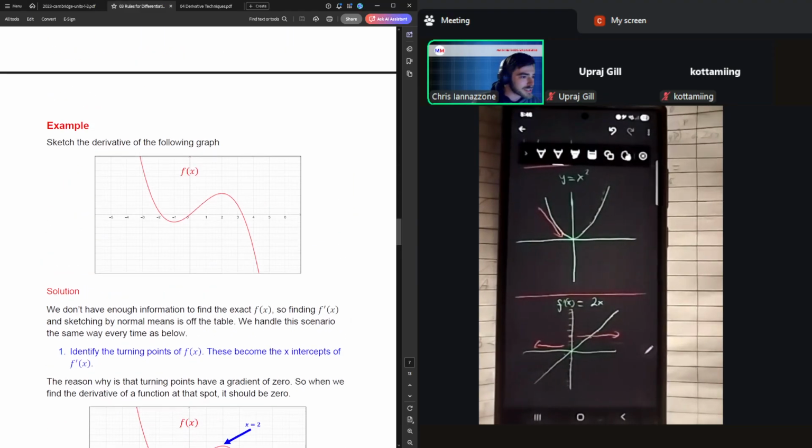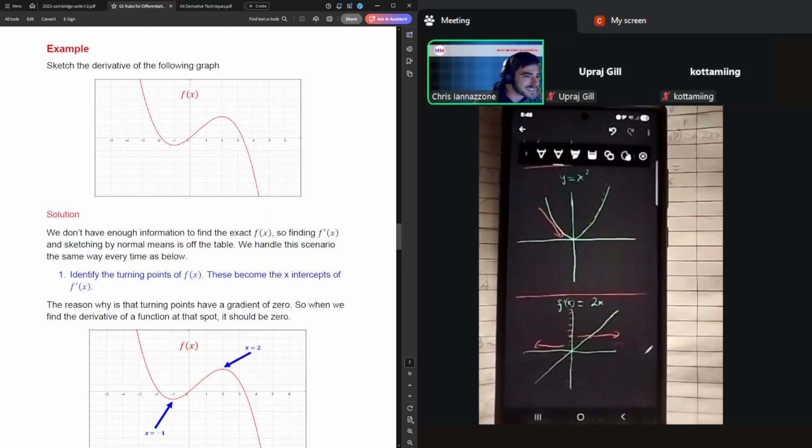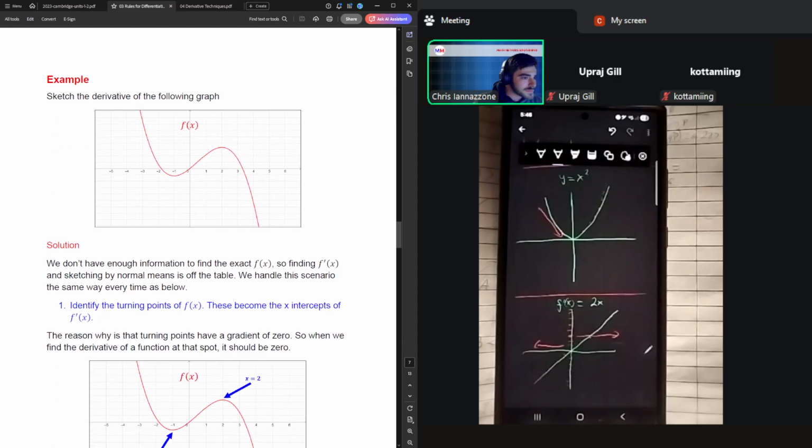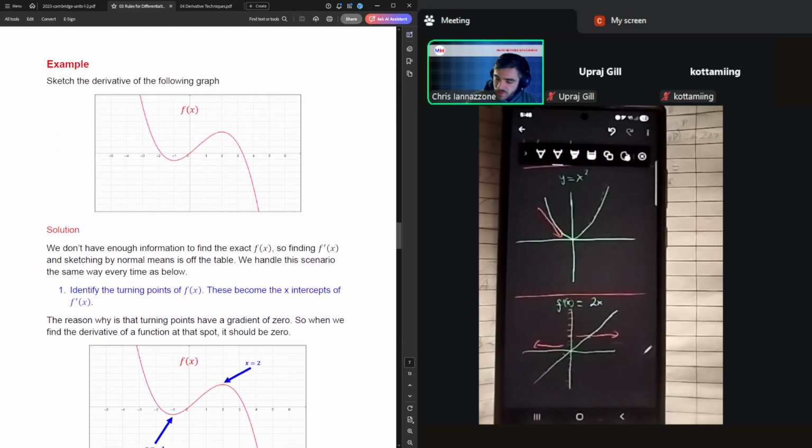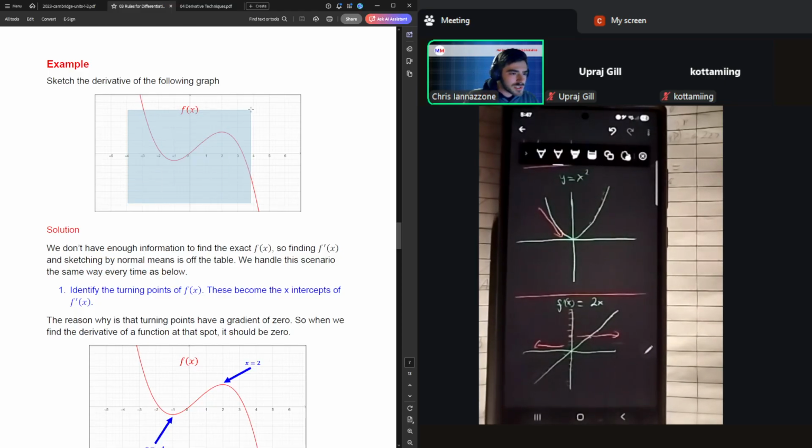Oh, I even had an example here as well. Nice. On the screen share. Sketch the derivative of the following graph. So that sort of thing that we just did there, where you have an original graph and have to then sketch the gradient, you may or may not be given what the actual f of x is. So again, if we turn our attention to the screen share, we know it's a cubic, right? It's got two turning points and it goes, you could even say it's a negative cubic, actually, because it's going top left down to bottom right.